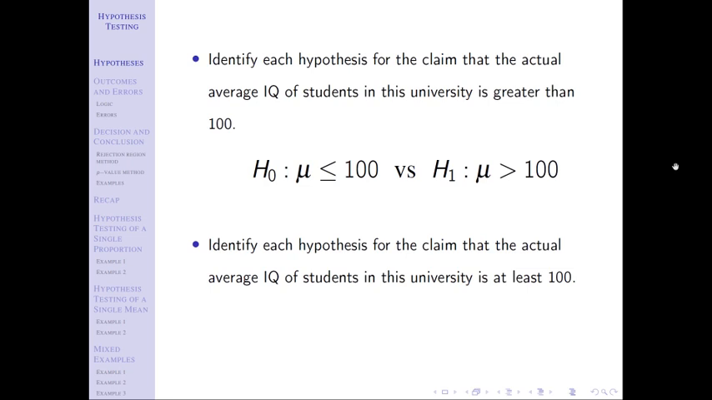That's a directional claim. The alternative is the same symbol, but without the equality. So that means I want to take greater than or equal to, and I want to drop the "or equal to," and I want to make that alternative just greater than. So my null and alternative are going to be the exact same as we had before.